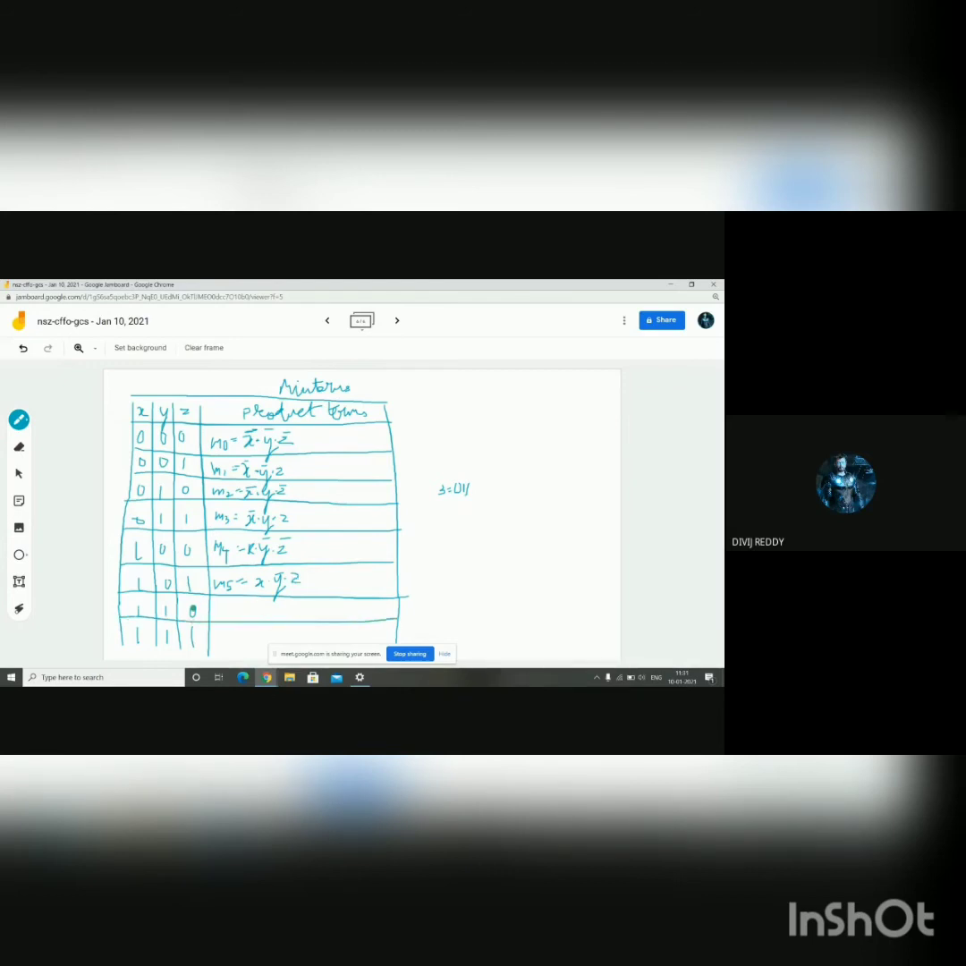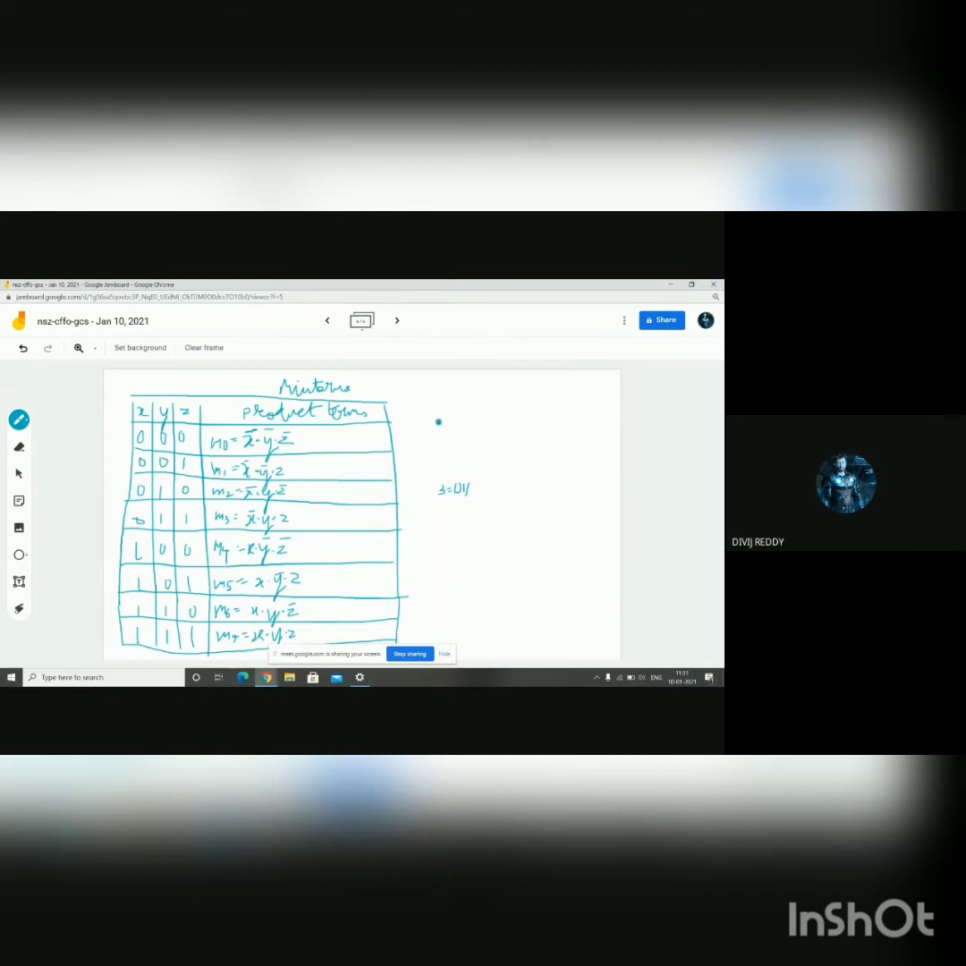Next, 110 is the binary code for 6. So M6 is x as 1, so we take x as it is, y as 1, so we take y as it is, z as 0, so we take z complement, so that the product is 1. The last case, M7, 111 represents 7 in decimal form. So the minterm M7 is x as 1, so we take x as it is, y as 1, so we take y as it is, and z as 1.